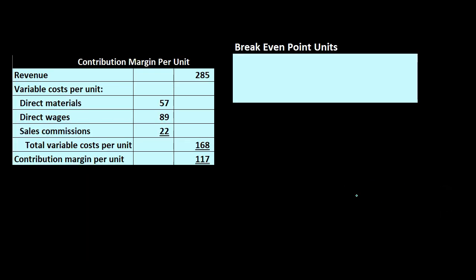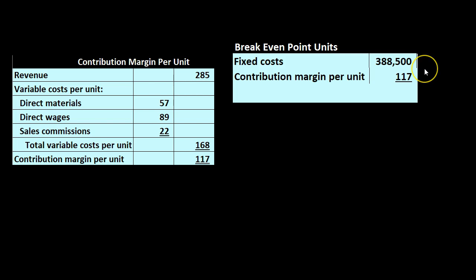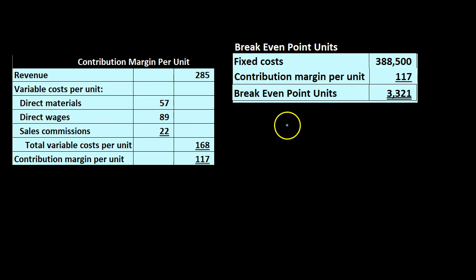Once we have that, we can use our calculation to get to a break-even point. This is going to be the starting point, one of the fundamental questions we would ask in business: how many units do we have to sell to break even, to cover our costs? Once we have our costs broken out between variable and fixed costs, we could start off with the fixed cost. There's the fixed cost, 388,500. If we divide that by the contribution margin, the 117, we could say that the break-even point is 3,321. So let's think about that a little more in depth.